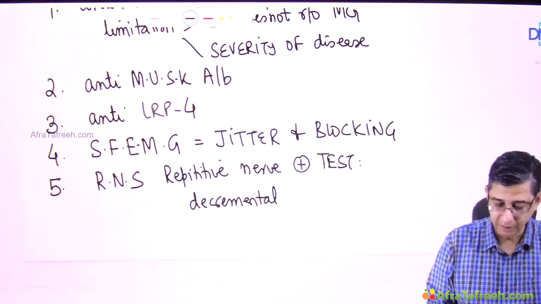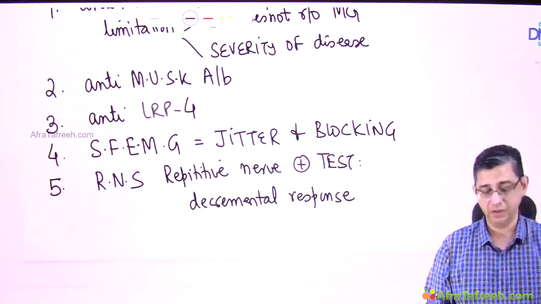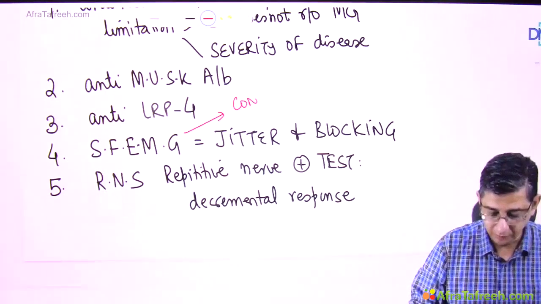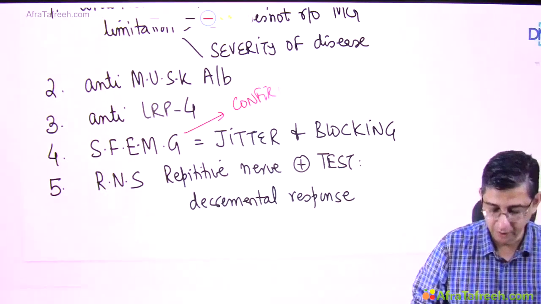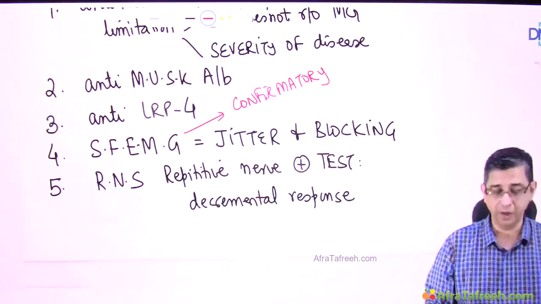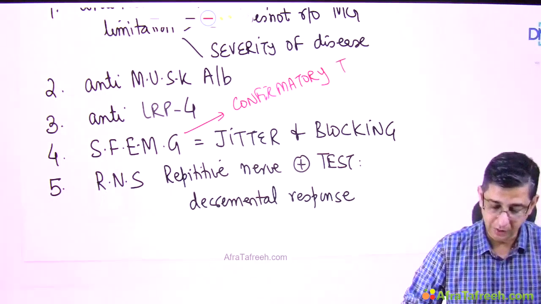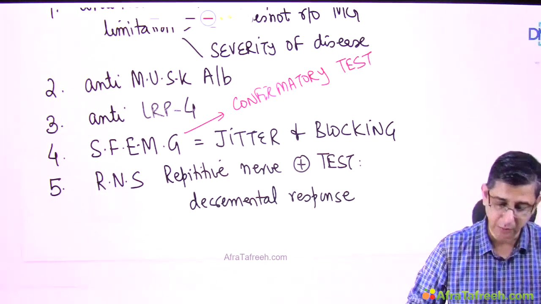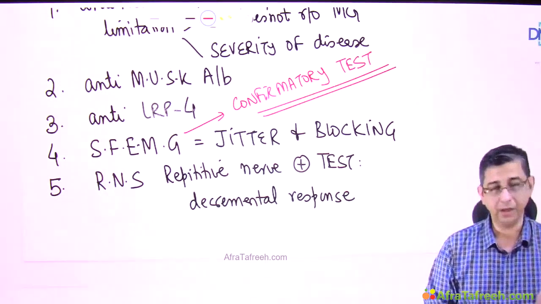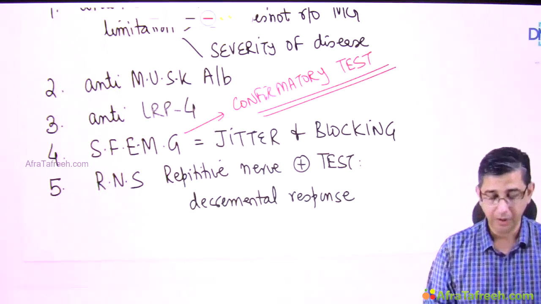But abroad, where facilities are relatively more, I would say that they are first ordering single fiber electromyography. In fact, Harrison has used the word confirmatory test. If it is negative, then you cannot rule out myasthenia gravis. But if this is positive along with antibody, then you know that your diagnosis is spot on in the patient. So if he says in the question, what is the screening test to be done? The answer should be given as antibody titer, that is anti-ACh receptor antibody, confirmatory single fiber electromyography.